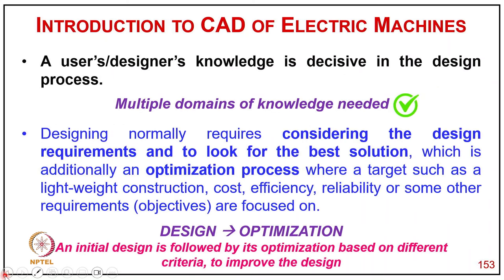So the designer's knowledge is decisive in the design process, and multiple domains of knowledge are needed, because in the analysis process of design, the decisions are taken by the designer. Designing normally requires considering the design requirements and looking for the best solution, which is additionally an optimization process where the target is lightweight construction, cost efficiency, reliability, and other objectives. So the initial design is followed by its optimization based on different criteria to improve the design, finally getting the optimal, what we call the optimum design.